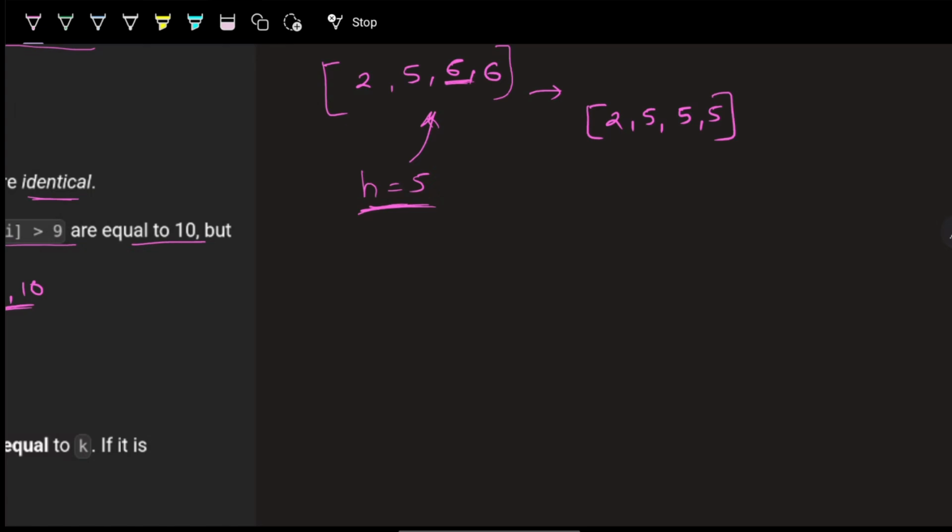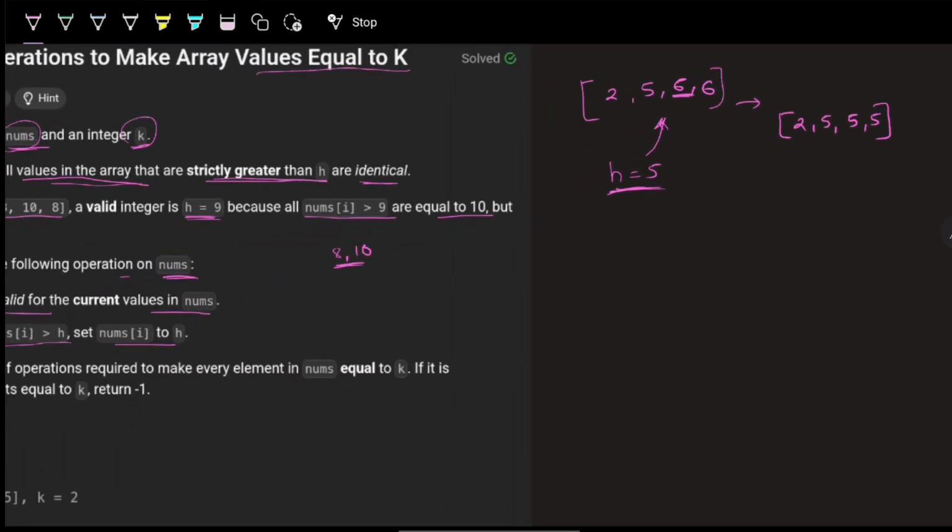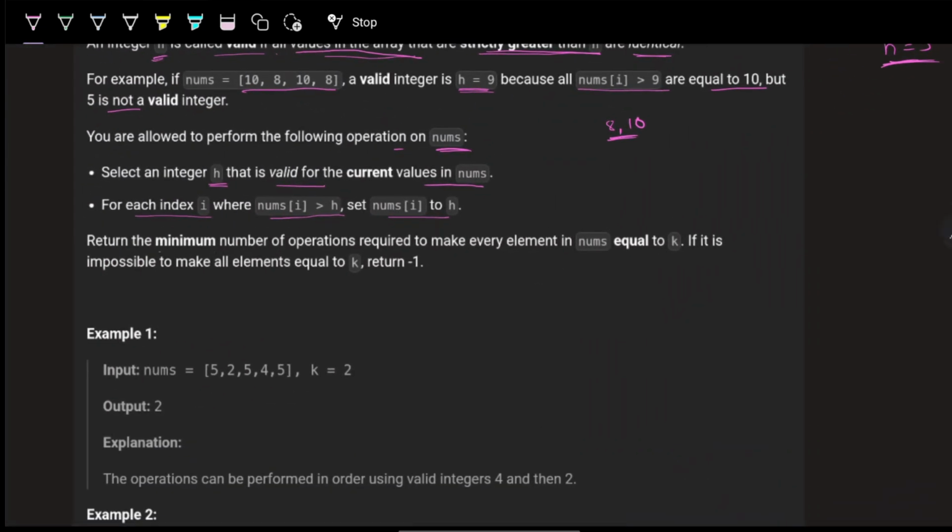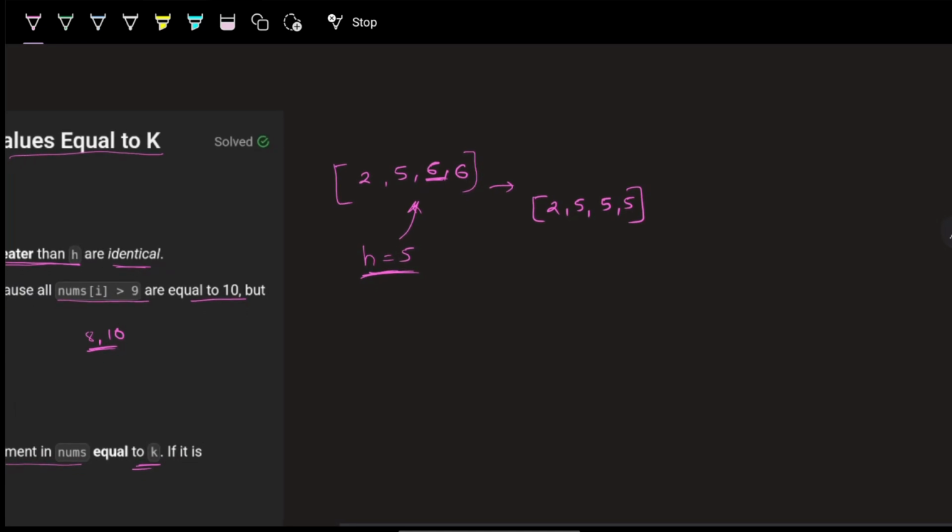Now next, we have to return the minimum number of operations required to make every element in nums equal to k. If it is impossible to make all elements equal to k, return -1. It means that, for example, given k equal to 2 in this case, in the first operation we did this transformation, that is a +1.